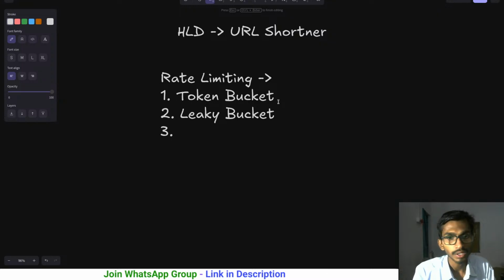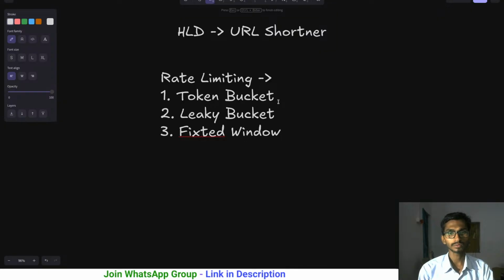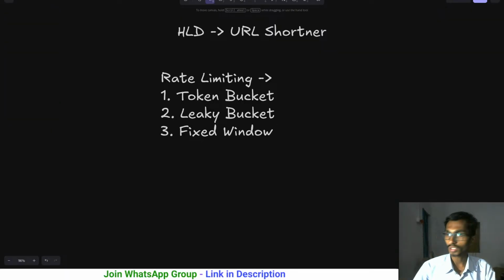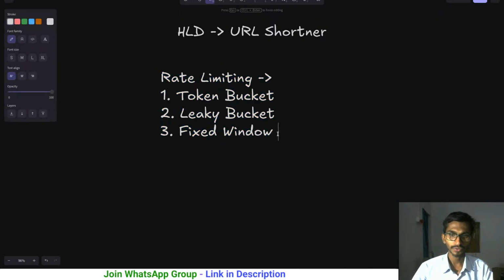So we have this one, the leaky bucket, and then apart from the leaky bucket, we have the fixed window counter. Again, I forgot the name of it. Let me see what the name of this one is. Okay, fixed window counter. Yeah, this is called fixed window counter.